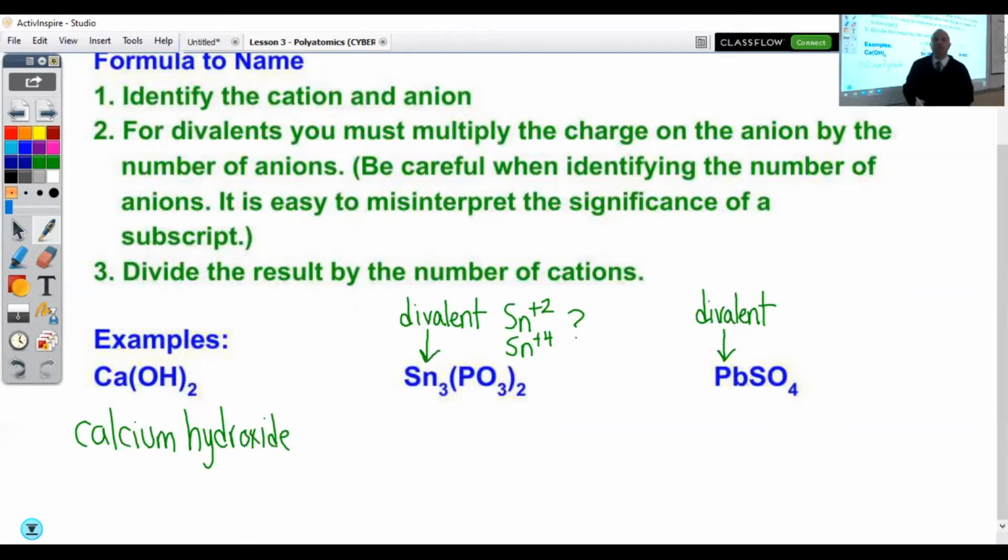In order to figure this out, what you need to do is this. Divide up your compound into two parts. Start on the right side. Identify what this is. This is phosphite. You can even write that part down here.